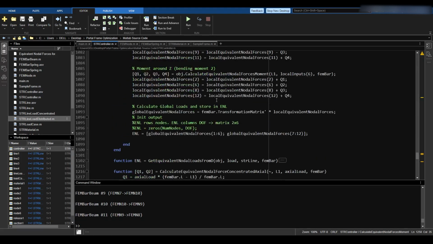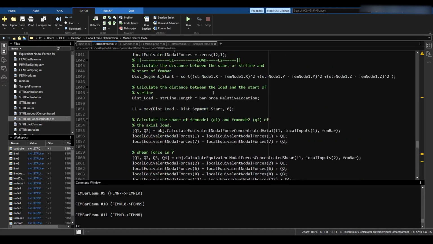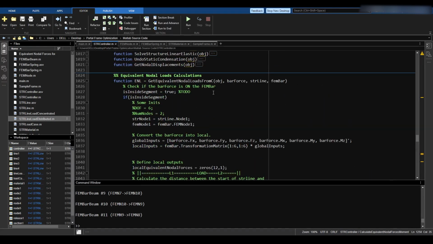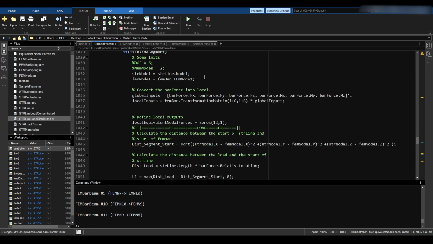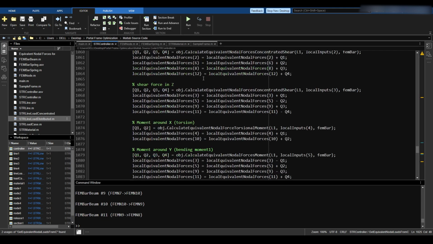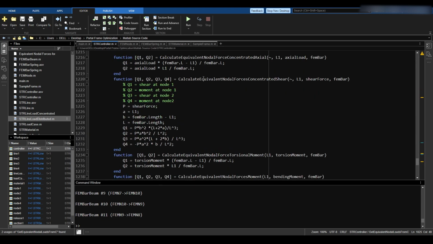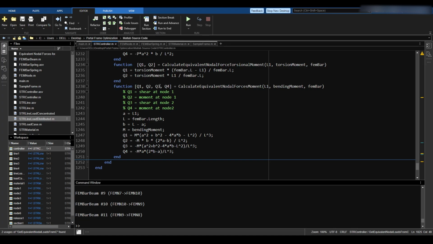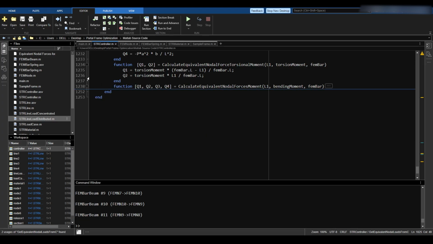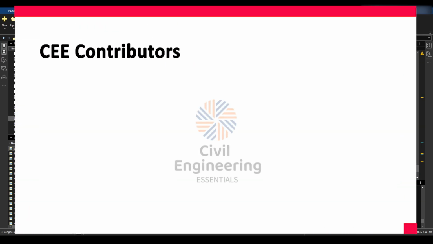And this should be the end of the calculation of equivalent nodal forces for concentrated bar loads. Now we still have the entire doom that is called bar load distributed, but I think that this is a win I will take, and I will think about the other functions about the distributed loads in the next video. So yeah, that's everything I wanted to talk about today.